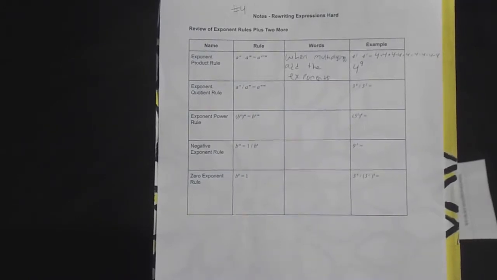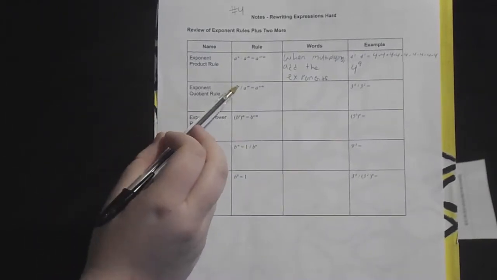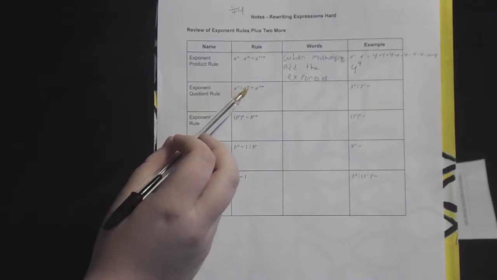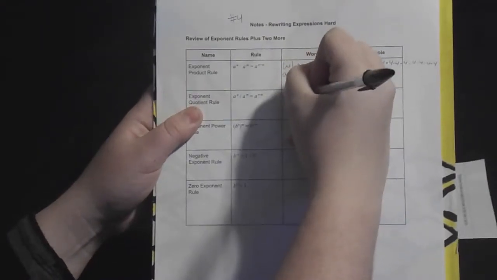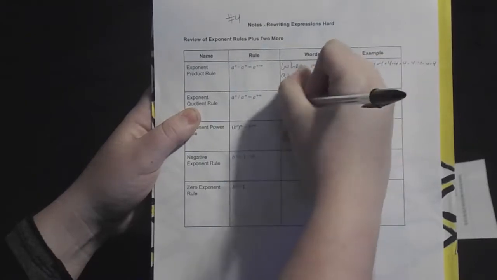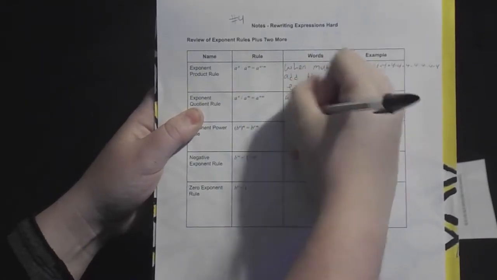So the second rule was the exponent quotient rule. And quotient was just a big word for divide. And it said if you take some number to the power of n divided by the same number to the power of m, what you end up doing with your exponents is you subtract them. So in words, it's when dividing, subtract the exponents.